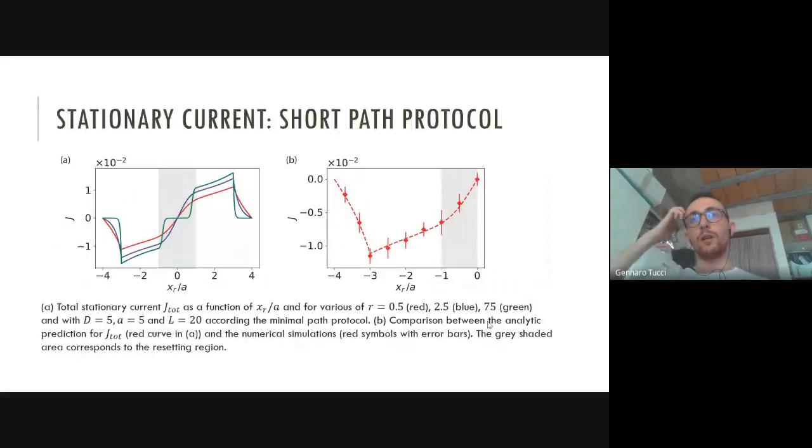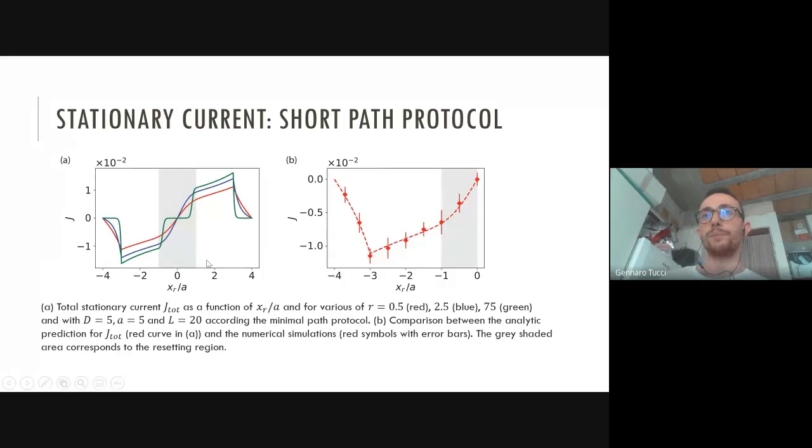And here I show you the stationary current in the case of the shortest path protocol. This means that we are taking the limit of really large time, when the quantities do not depend on time anymore. And of course, since we are in a one-dimensional system, the current will also be space independent. This means that we can plot the value of the total current in figure A, the quantity J, which is our J dot, as a function of different parameters of our problem. In this case, we have the resetting point and different values of the resetting rate.